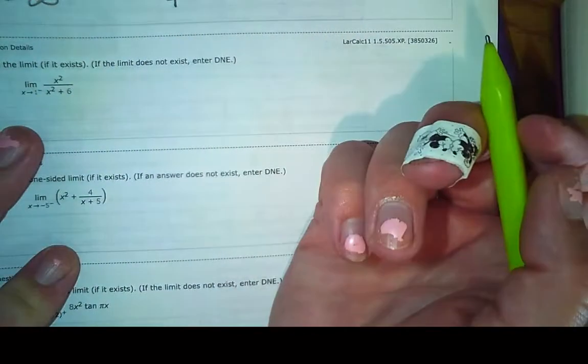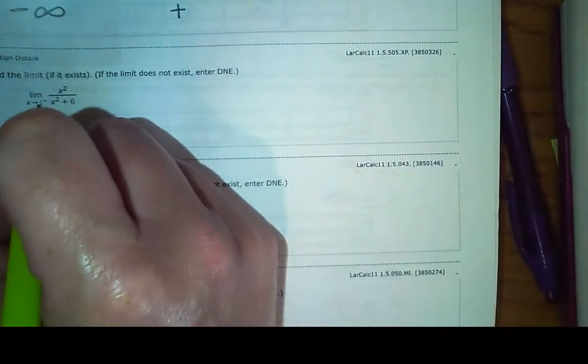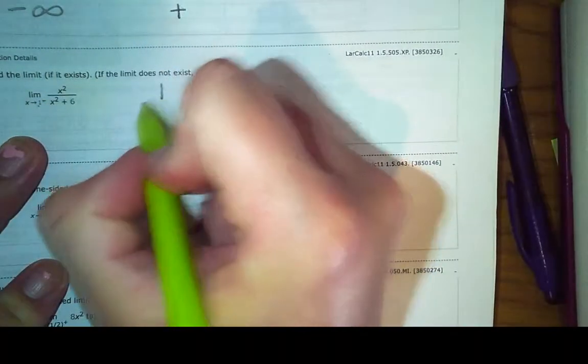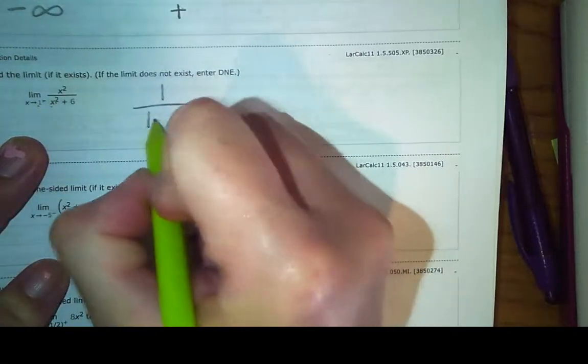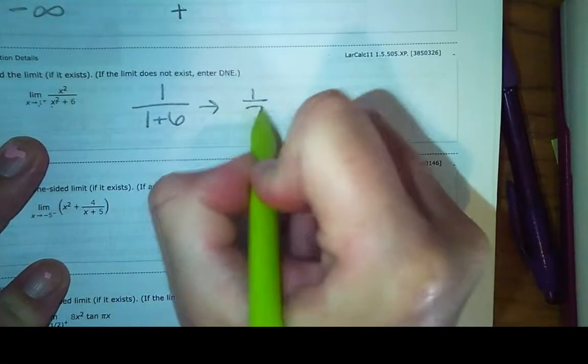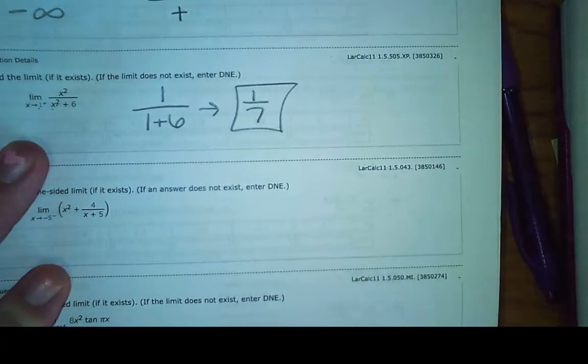All right, so do it again. I want to use direct substitution if I can. So I'm going to come at 1. So 1 squared is 1. 1 squared is 1 plus 6. So nothing magical happened. Your limit's 1/7.